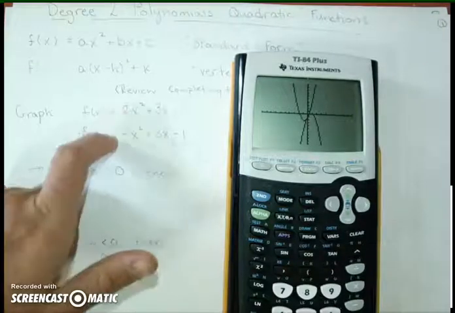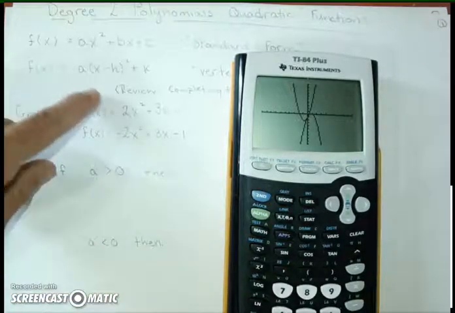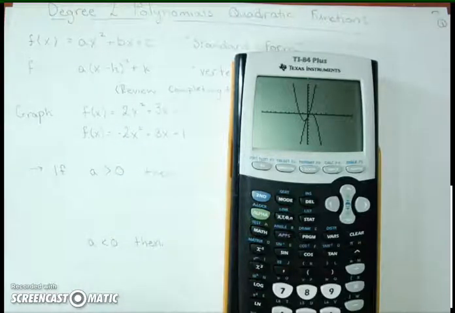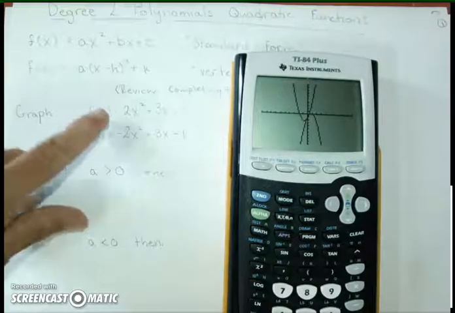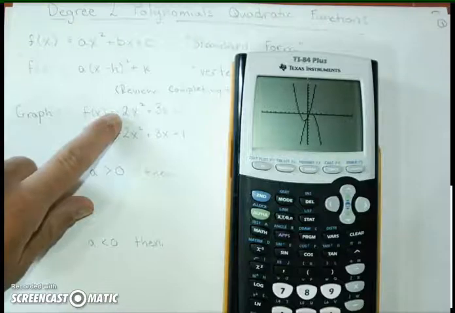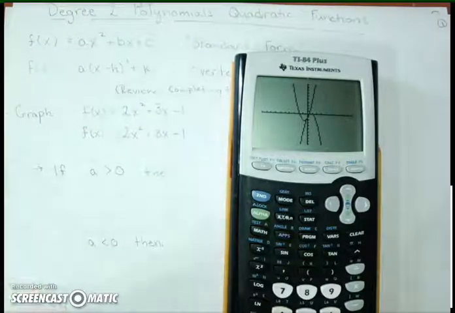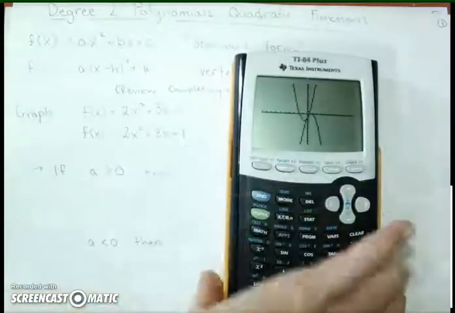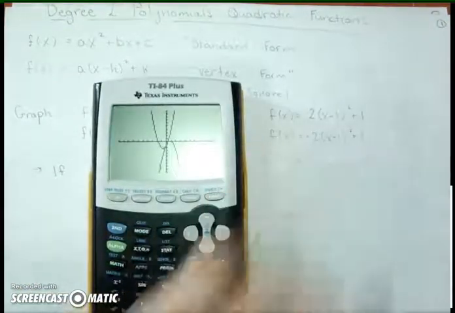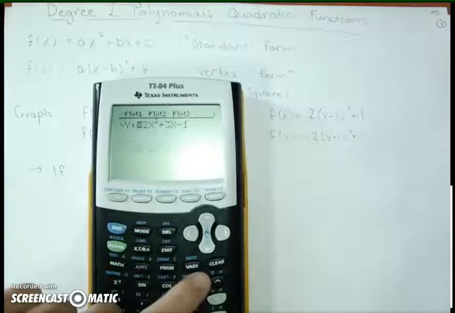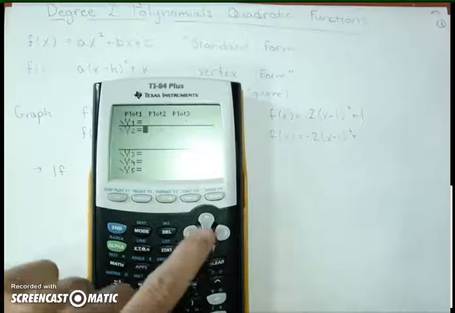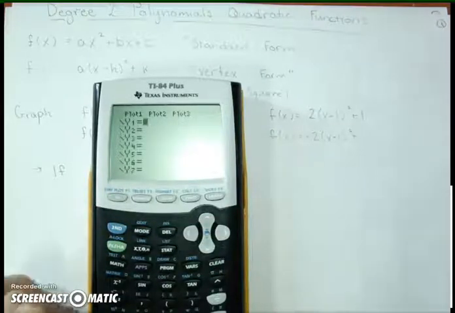The only thing different about these two expressions is the sign of the first term. So we might guess that if a is positive, the parabola is facing up. If a is negative, the parabola is facing down. Let's make sure that that's also true if we're graphing in vertex form, because vertex form looks a little bit different, so it's worth checking.